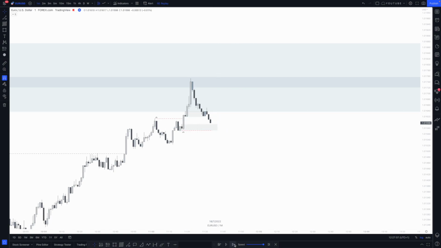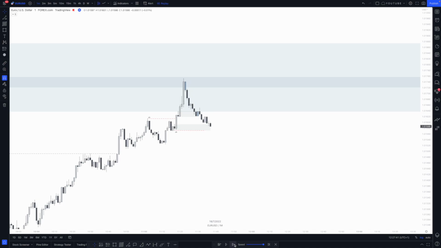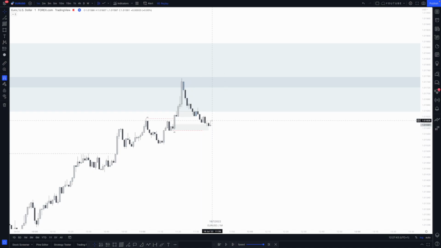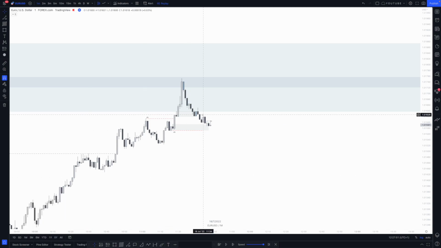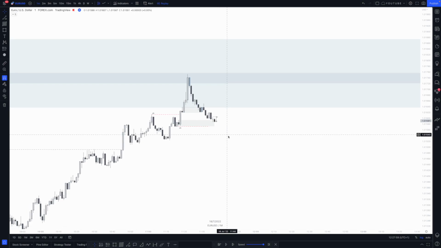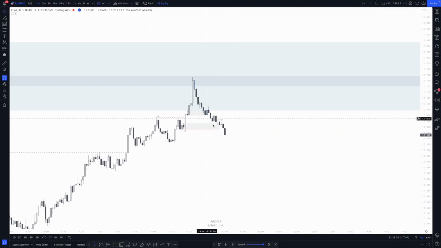So what you'll see now is we come down, we tap into this demand, and then we obviously get a reaction. What this reaction has done is it has now swept liquidity on this candle right here. So that's been a sweep, and for me, if we see a failure of this demand right now, I will look at getting involved in this bullish candle right here. So let's see what happens. As you can see, the reaction has now failed and this whole demand zone has failed.